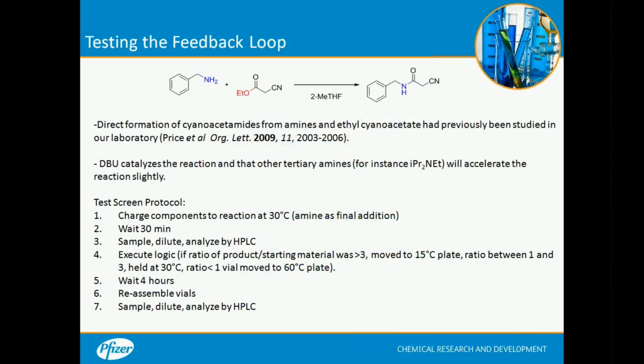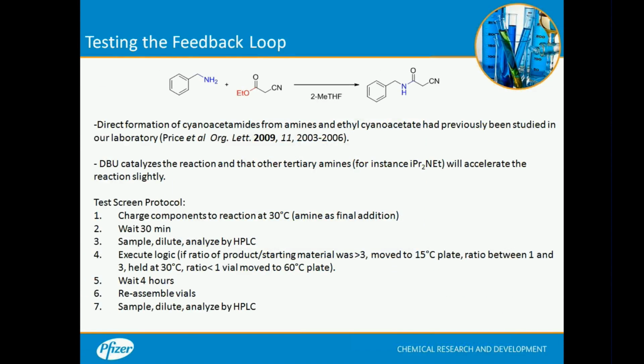The direct formation of cyanoacetamides from amines and ethyl cyanoacetate had been previously studied in our lab, and we know that this reaction is catalyzed by DBU, so that it'll go very, very fast, but also other tertiary amines, for instance, Hünig's base, will accelerate the reaction slightly, especially at elevated temperatures. This reaction is also very quick. So it made it a great test case for the feedback loop to see if we're getting the kind of data we need out of this feedback loop.